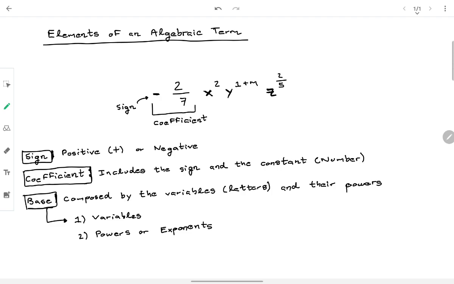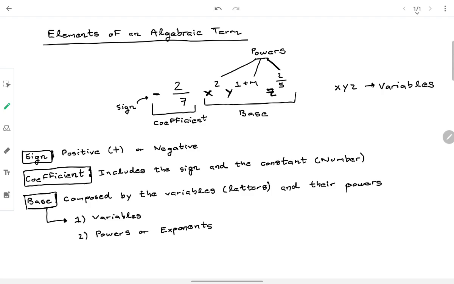Then we will have the base that is composed by the variables and their powers. So this will be the base. It's composed by the variable and the powers. These three together will be the powers, and the letters x, y, and z will be the variables. So those are the most important elements of every algebraic term.